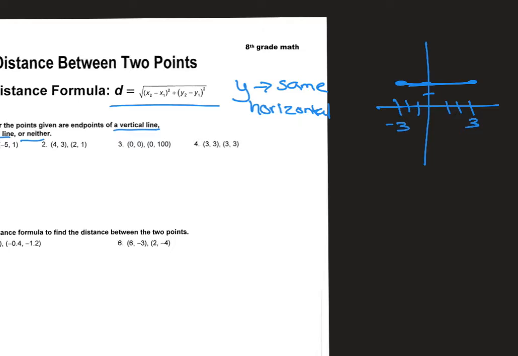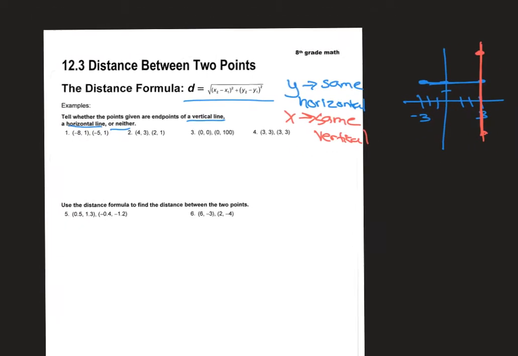Okay, now, if my x values are the same, what sort of line do you think we'll have? The y is the same as horizontal. So if x is the same, we're going to have, yes, a vertical line. So let's just look at what that would look like. So let's say my x was 3 and my y is changing. So that gives me a vertical line. So we're going to use that information to help us answer these questions.